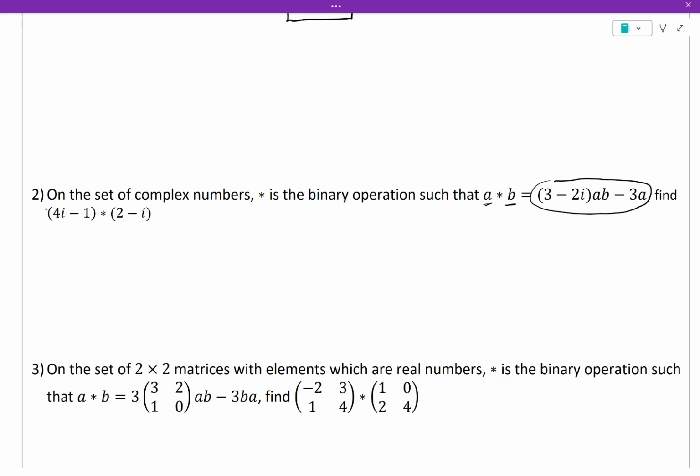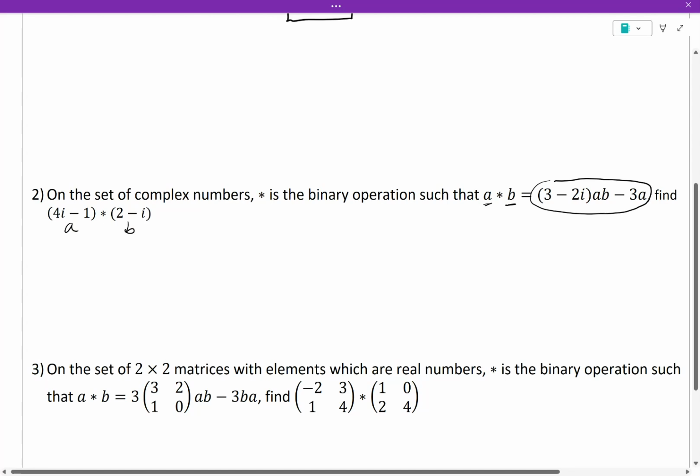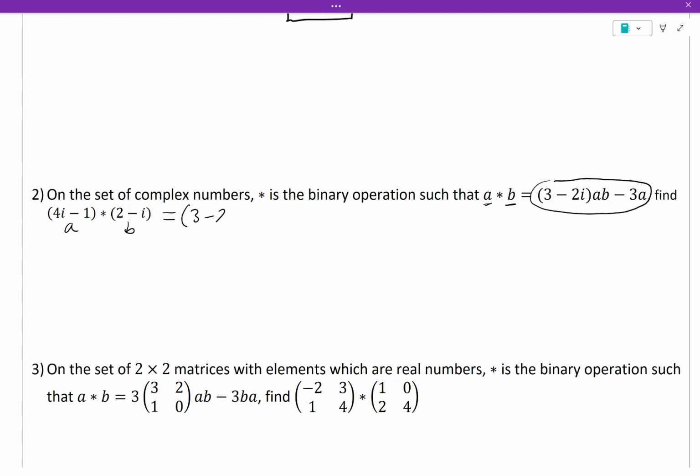Now we're asked to find the output of these specific two elements combined together. Because the 4 take i is on the left, that would be my a, and the 2 take i is on the right, so that would be my b. What you'd then need to do is substitute each of those into my binary operation. So it would be equal to the 3 take 2i multiplied by a, which is 4 take i, multiplied by b, which is 2 take i, and then subtract 3 lots of a, so 3 lots of 4 take i. Now that calculation, if you're going to do it manually, will take quite a while.